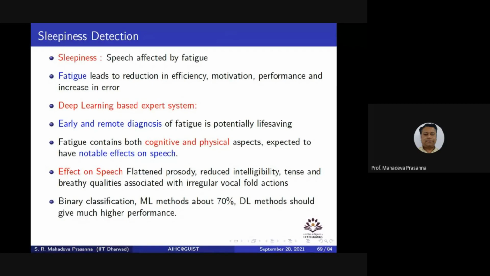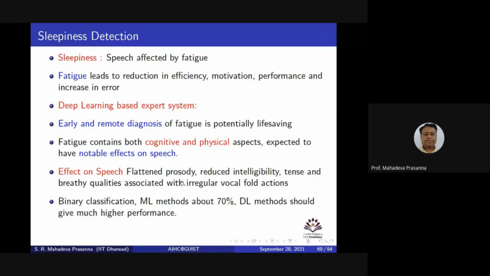On the other hand, the cognitive and physical aspects will impede the prosody, and the speech will have reduced intelligibility. The excitation source component may become tense, and there can be breathy qualities. When somebody sleeps, to avoid that sleep they will take more breaths, and there will be irregular vocal cord actions. So all these biomarkers get embedded into the speech signal, directly or indirectly. So that can be exploited.